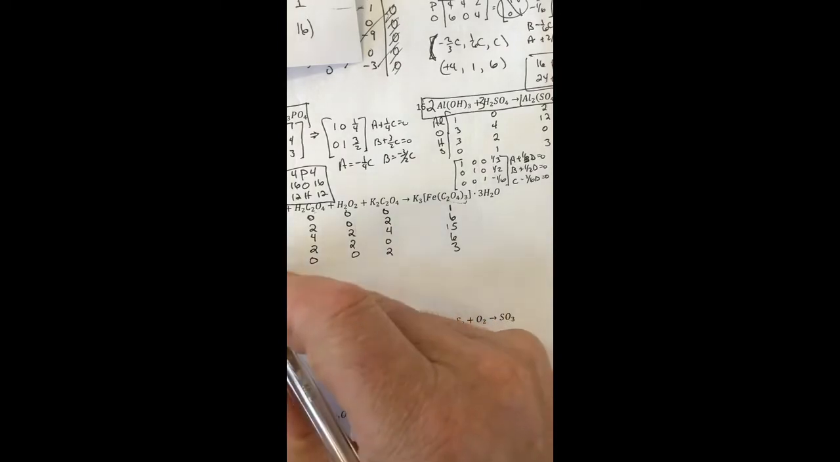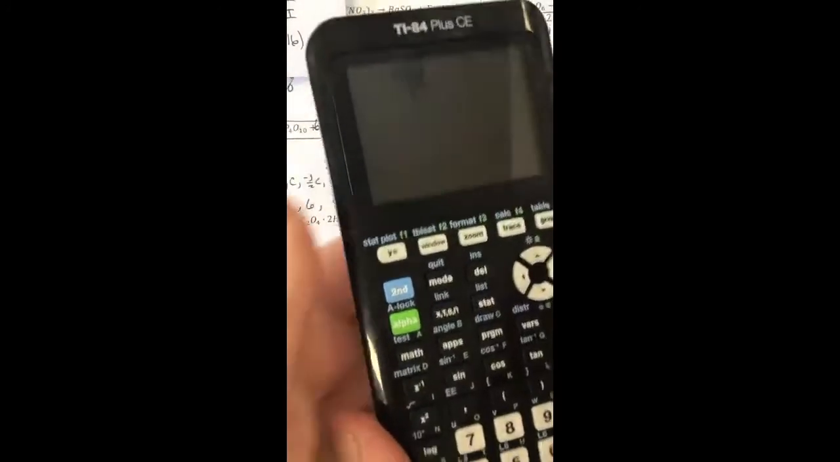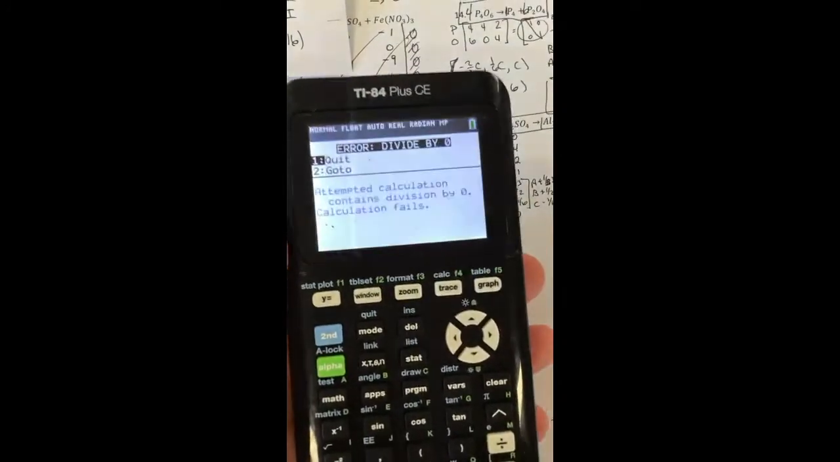Okay, is that everybody? 1, 2, 3, 4, 5. We have 5 elements and 1, 2, 3, 4, 5. So it looks like we've got a 5 by 5. Okay, well let's see what happens with that.